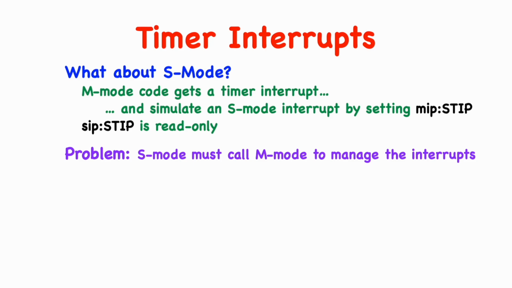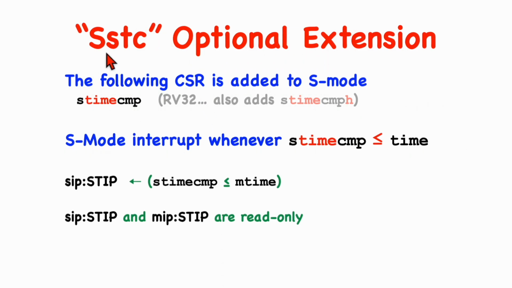This approach will work, but there is a bit of overhead. For example, the supervisor mode code will need to interact with the machine mode code, perhaps on every time slice. However, there is another approach, which involves an optional extension called SSTC for supervisor time compare. If this extension is implemented, then a new control and status register called stimecmp is added. This is a 64-bit register, which is readable and writable by the kernel running in supervisor mode. This register tells when the next timer interrupt should be generated. As always, for 32-bit machines, it's broken into two 32-bit halves.